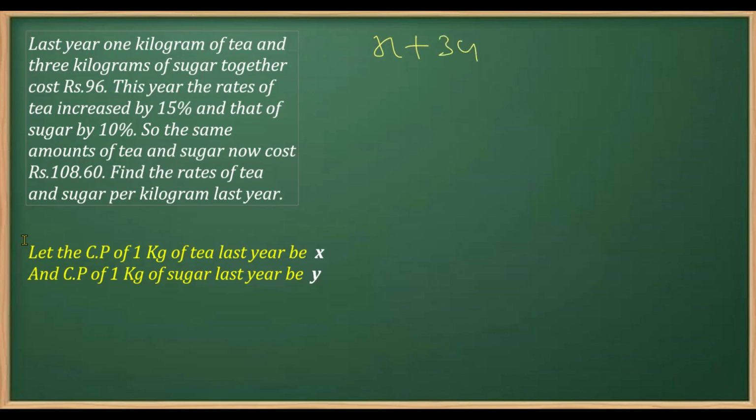So 3 times y is given as 96. Now when I see the next one, the price is increased. So the new price of tea is going to be what? It is 15% more. So 15% more than anything is 115 over 100 x.